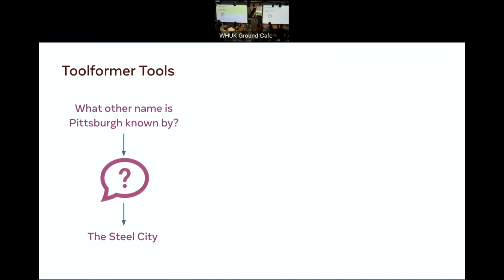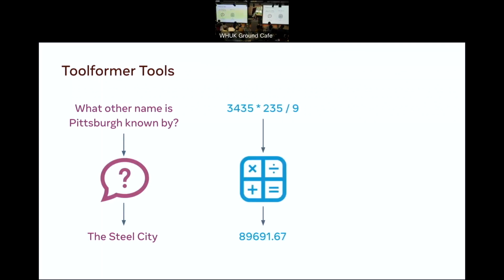So now let's get into Toolformer tools and what I mean by a tool. You can think of a tool as basically a black box interface where you provide an input, you get an output. An example of one would be a question answering system. So you provide the input, what other name is Pittsburgh known by? It gives you the output, the Steel City. Pretty simple. As our second example, we have a calculator tool. You give it this computation, it computes the result, it gives you that output.